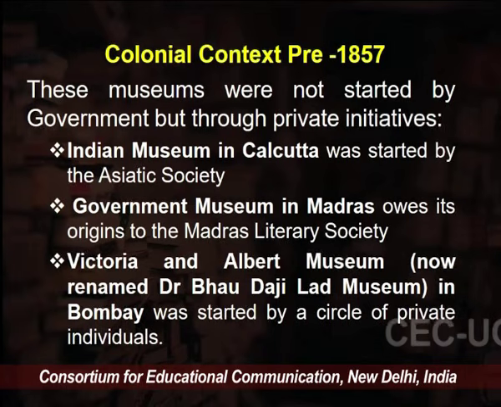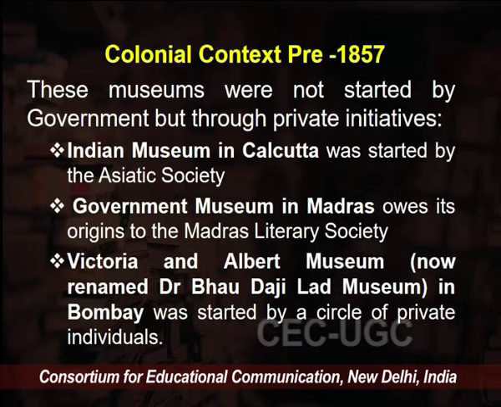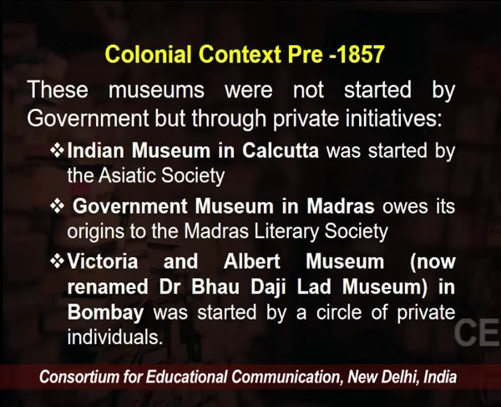Let's look at which museums were established. For example, there was the Indian Museum in Calcutta, which was started by the Asiatic Society. The Government Museum in Madras, which owes its origins to the Madras Literary Society. The Victoria and Albert Museum, which has now been renamed as Dr. Bhau Daji Lad Museum in Bombay, which was again started by a circle of private individuals.